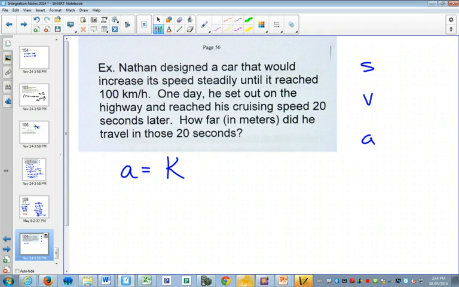What units do you want to use? We've got kilometers per hour here. Question says in seconds. Kilometers per second? It says right there, meters and seconds. How far in meters and seconds? So we'll change everything to meters and seconds. So we'll say his acceleration is meters per second squared.